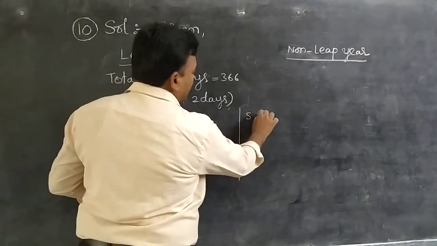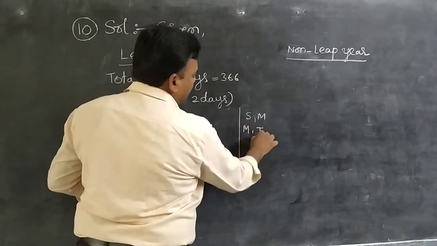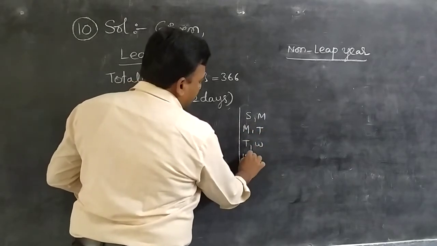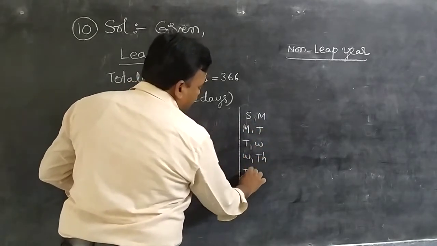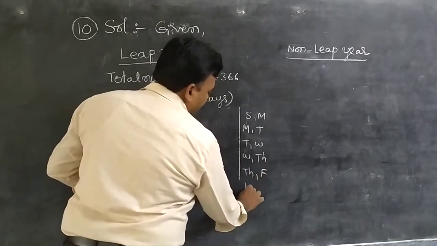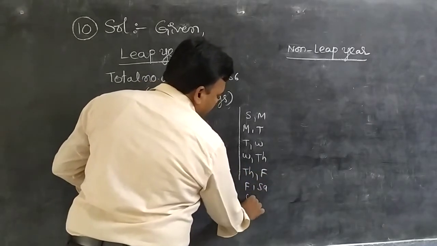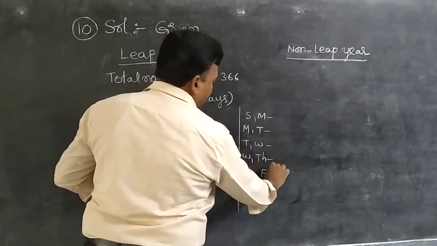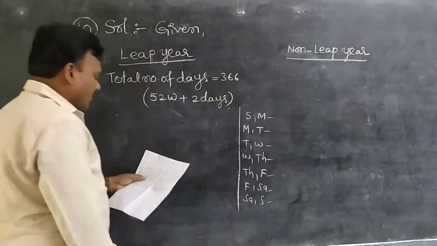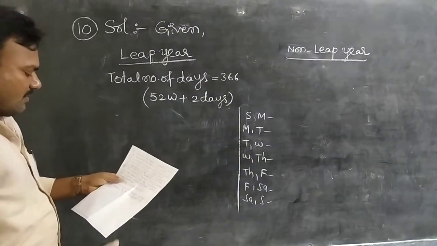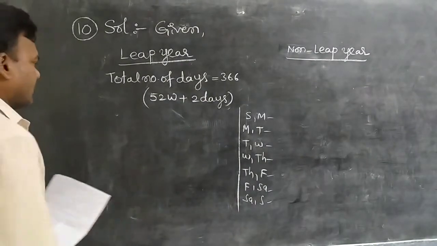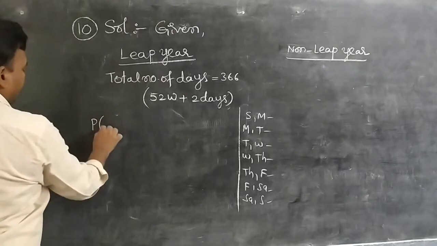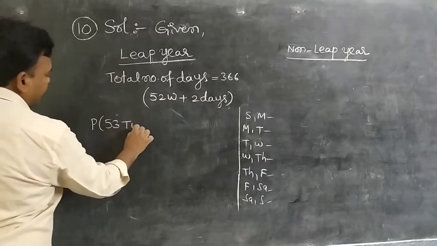Sunday and Monday, Monday and Tuesday, Tuesday and Wednesday, Wednesday and Thursday, Thursday and Friday, Friday and Saturday, and Saturday and Sunday. 1, 2, 3, 4, 5, 6, 7 students. What is asked? The probability of 53 Tuesdays.